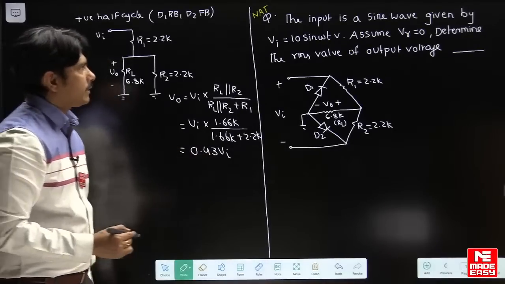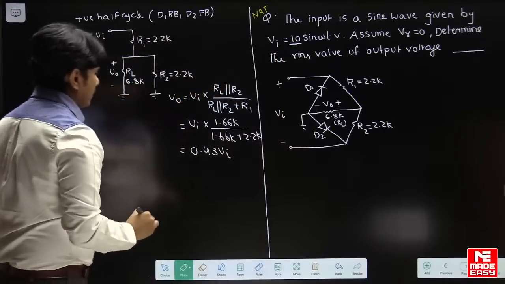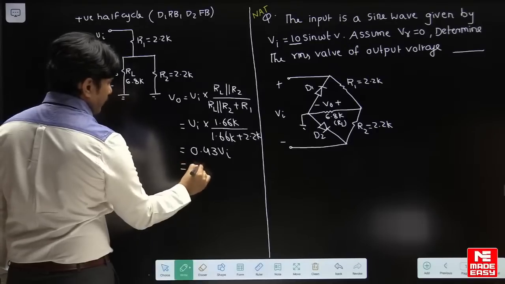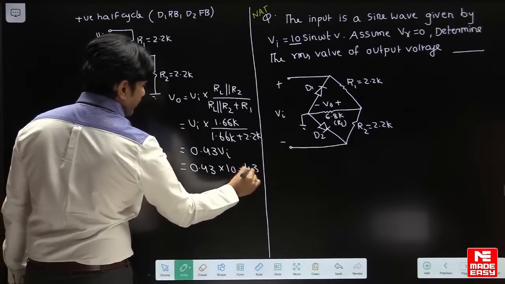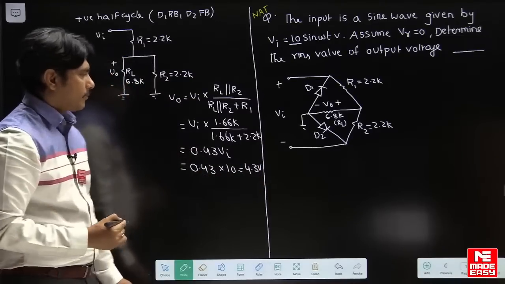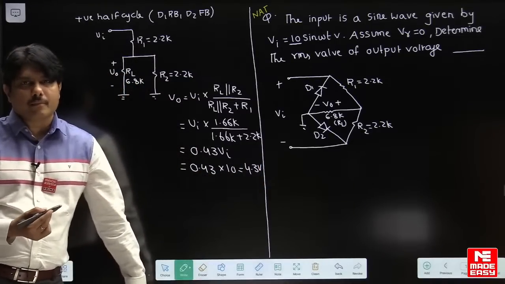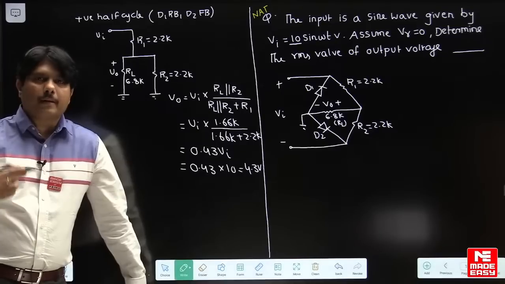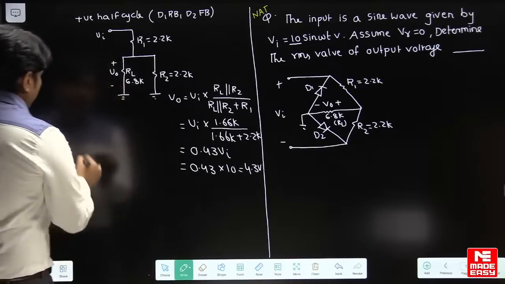But the input he has given, the peak value of the input is 10 volts. So if you multiply 0.43 into 10, it is equal to 4.3 volts. So the output maximum peak value we got in the positive half cycle is 4.3 volts. In a similar manner, apply the negative half cycle also. Let's see the response for the negative half cycle.